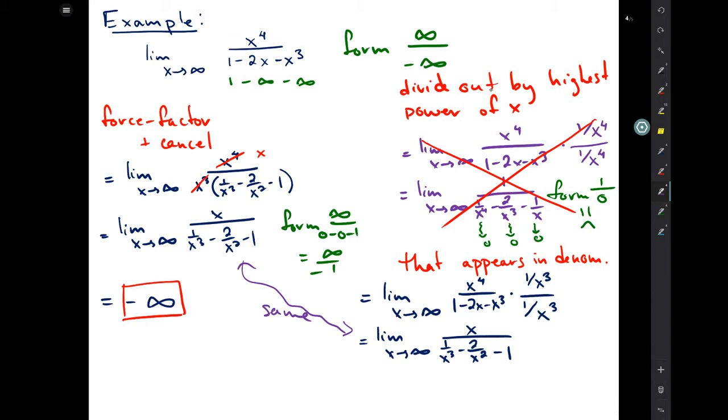And now I can just evaluate this. This has the form: the top goes to infinity, the bottom goes to minus 1. And so overall my limit is equal to negative infinity, which is the same as what I got before.